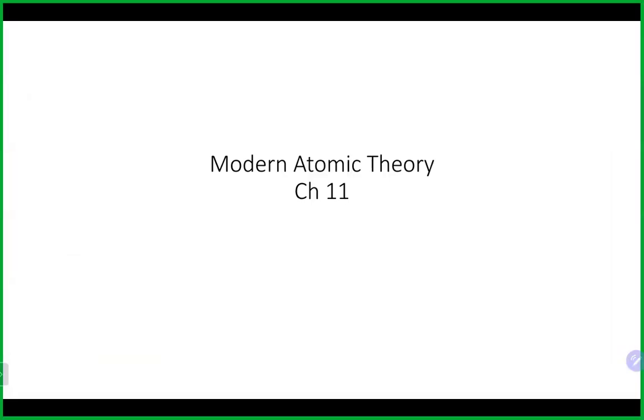Okay. That wraps up chapter 4 here. Okay, so we're going to jump ahead up to chapter 11. And in chapter 11, we're going to talk about modern atomic theory. We're going to talk about electrons ultimately in this chapter, electron configuration, some periodic trends, and what happens when electrons transition from one energy level to the next.